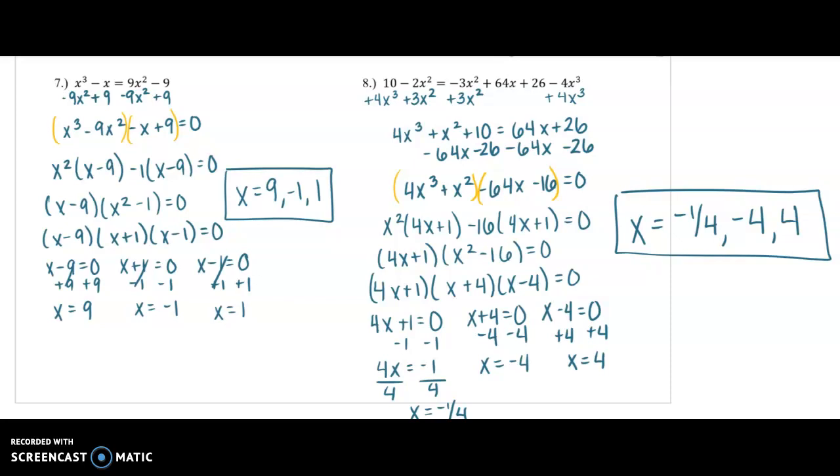In numbers 7 and 8, you ended up with a difference of squares problem again, so just make sure you are handling that. And if you have any questions, you can just ask me during our live session. So I'll see you guys soon.